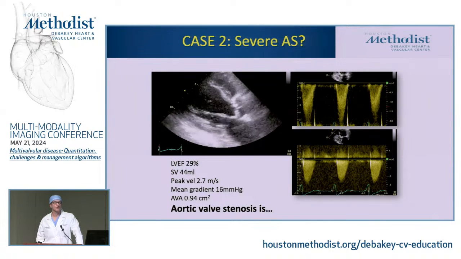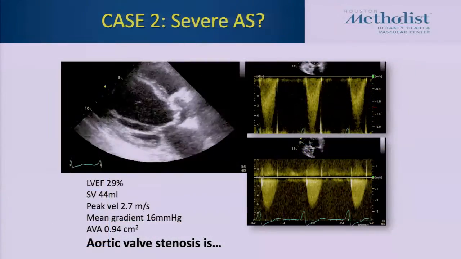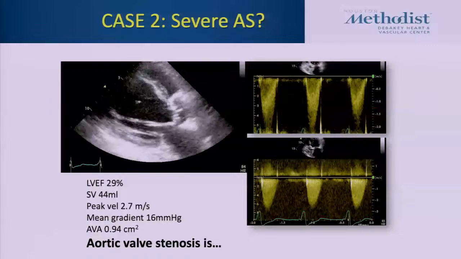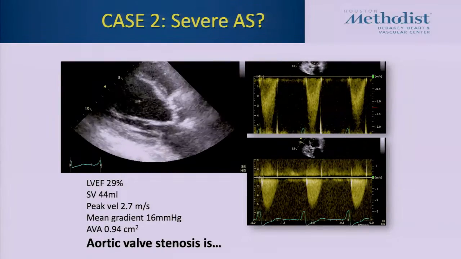What is this aortic valve condition? Is this severe or not? Seems like low flow, low gradient. I would say I would do the dobutamine first. What would you hope to achieve with the dobutamine study?